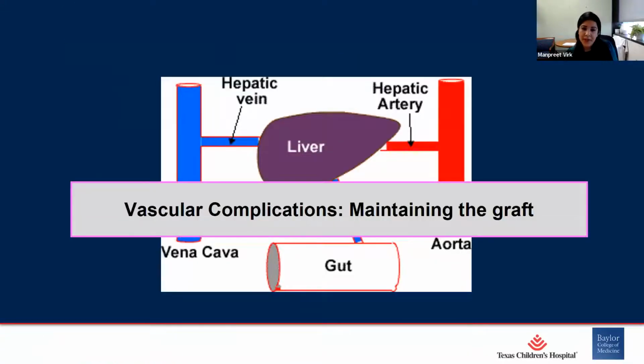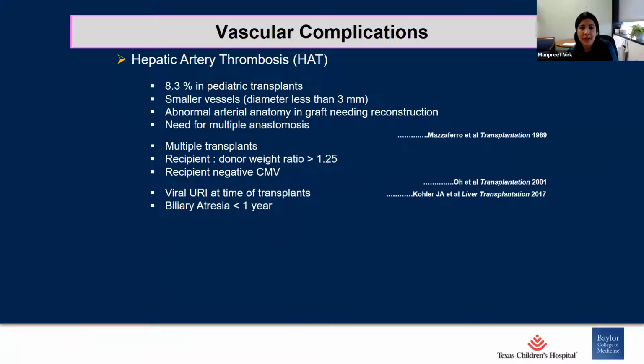Now, I'm going to talk about the vascular complications and maintaining the graft. So the most dreaded complication that we worry about from minute one of a liver transplant is hepatic artery thrombosis. It occurs in about 8% of pediatric liver transplants.